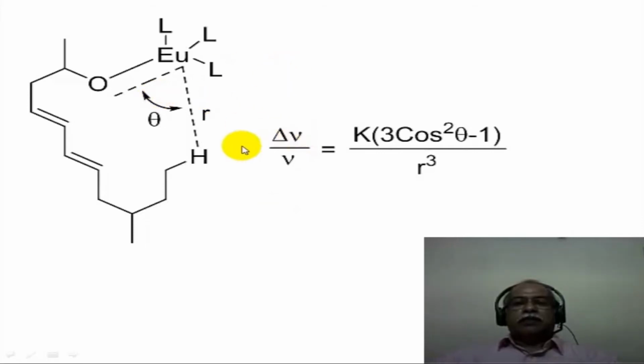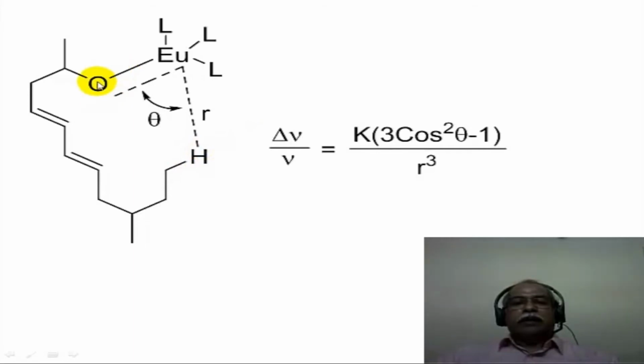Now this is a relationship which is called the McConnell relationship. The delta nu is the difference between the chemical shift value without the shift reagent added and the chemical shift value with the shift reagent added. And nu is the frequency without the shift reagent being added. Now of these parameters, k is a constant, and 3 cos square theta minus 1 by r cube essentially relates to the ratio of the induced shift, which is delta nu divided by nu. R is the distance between the lanthanide ion and the hydrogen which is under observation, for example.